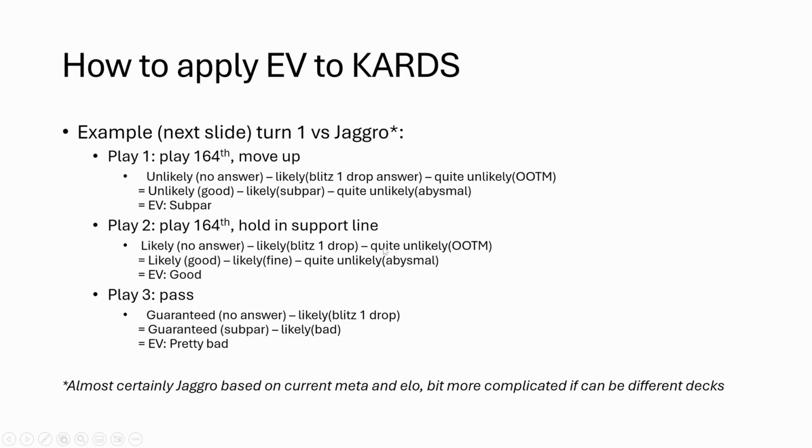It's also likely that they'll still have a Blitz 1-drop, but notice that in this case, it won't directly trade out your 164th, if they do have it, unless they have Type 94 TK and they decide to trade. And then you still have the quite unlikely Out of the Mist scenario. So in this case, it's likely that it's going to be good, or at least decent. It's also likely that it's going to be fine, and then you still have the quite unlikely, terrible, abysmal event. That averages out to be about good.